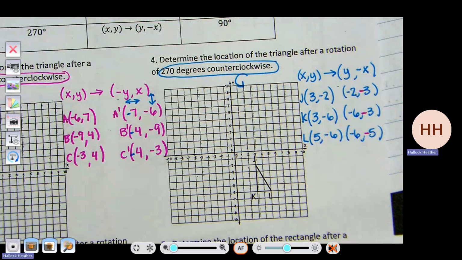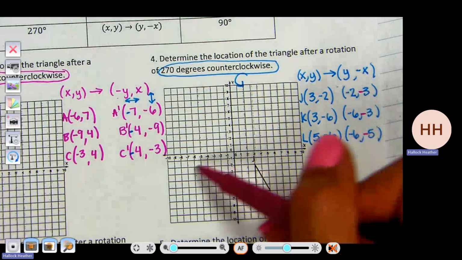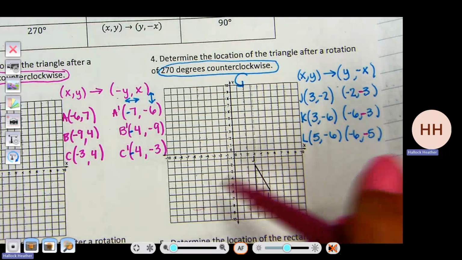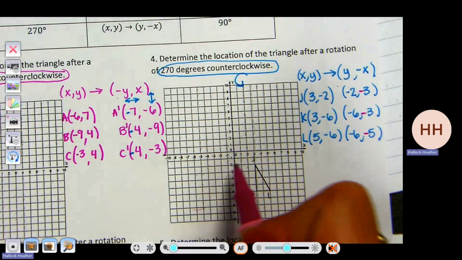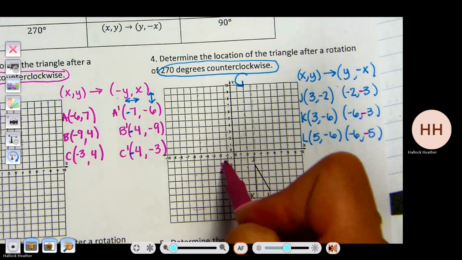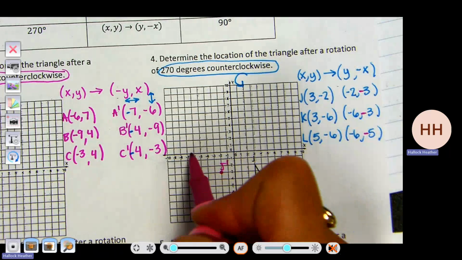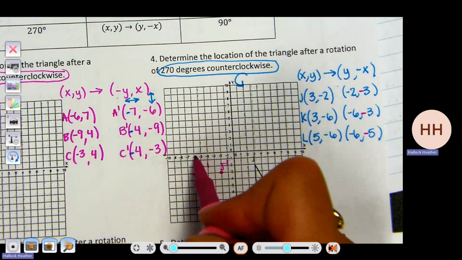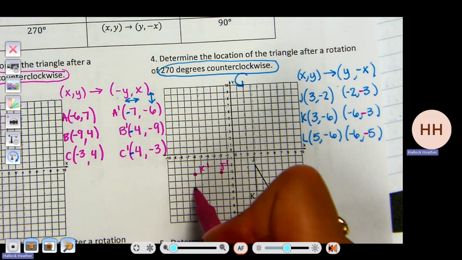So you're flipping it, and then you're changing one of the signs. Either all the fronts change or all the backs change. If it was negative, it's positive. If it's positive, it's negative, because technically 2 negatives make a positive. So now I'm going to just plot my new points. I should end up somewhere down here because I have all double negatives, and it should move 1, 2, 3 quadrants to the left. So negative 2, negative 3. Negative 6, negative 3. Negative 6, negative 5. 1, 2, 3, 4, 5.